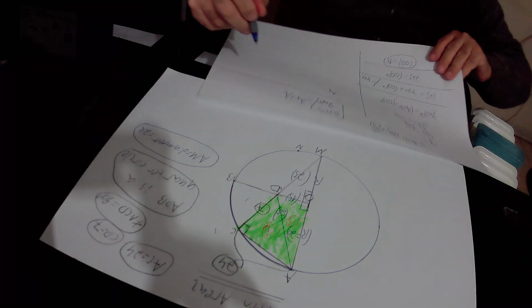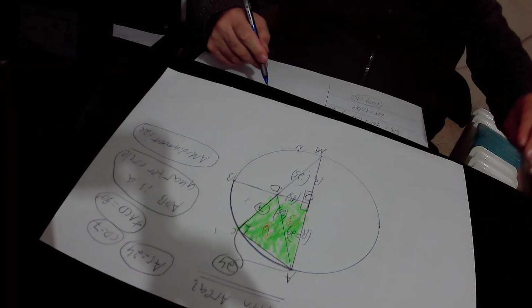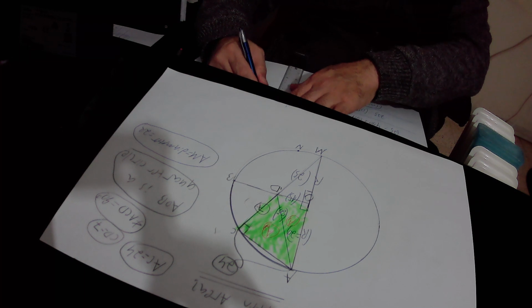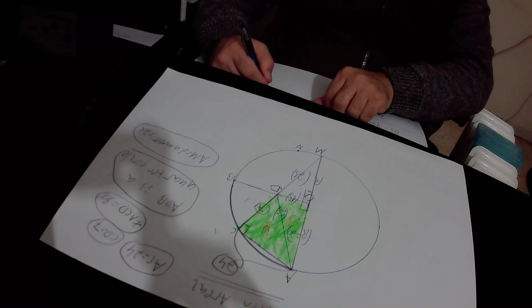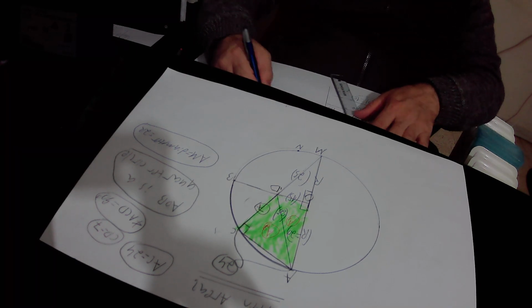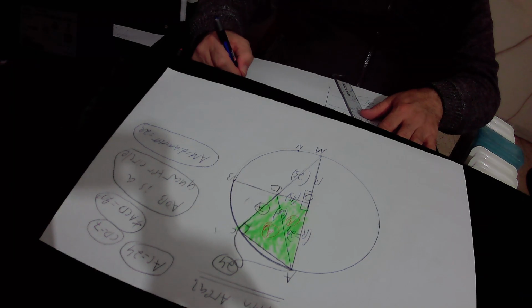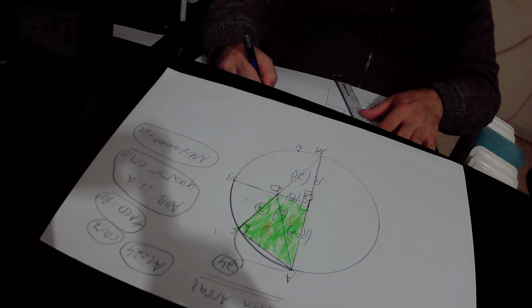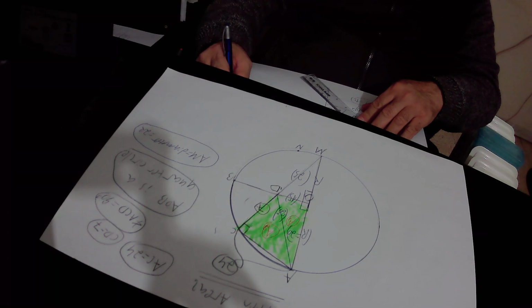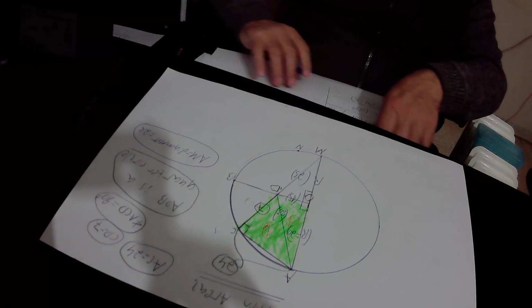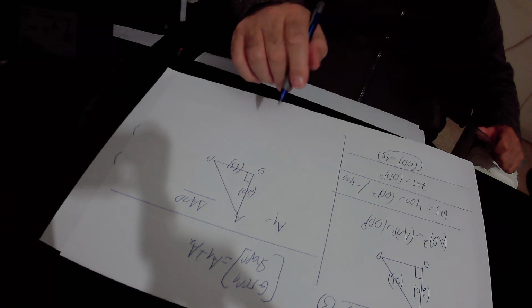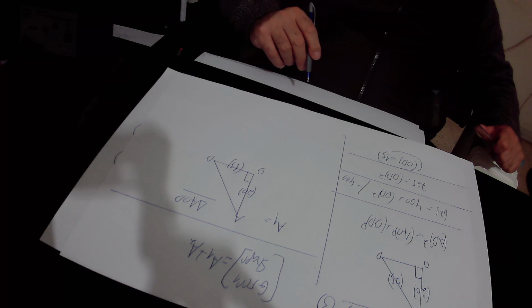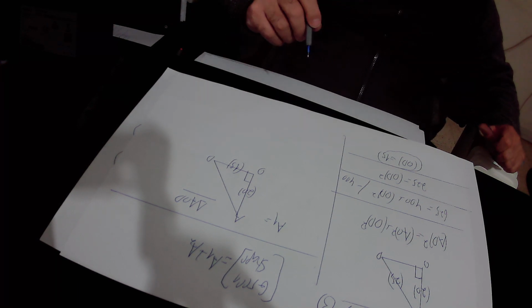A1 is the area of the green triangle AOD, so I copy the green triangle AOD here and we find out the area of this green right triangle AOD. So actually, this is the green right triangle AOD that I copied from the original drawing. According to our definition, A1 is the area of this green right triangle AOD.